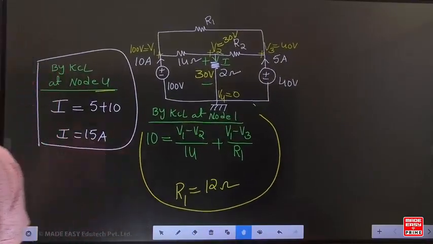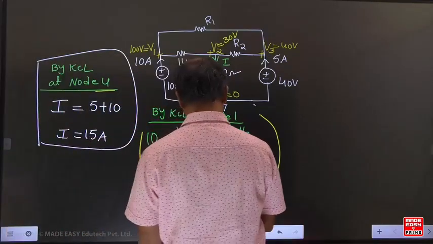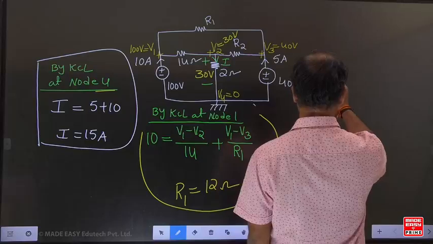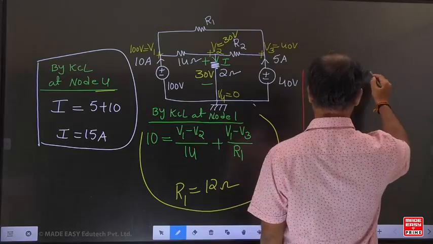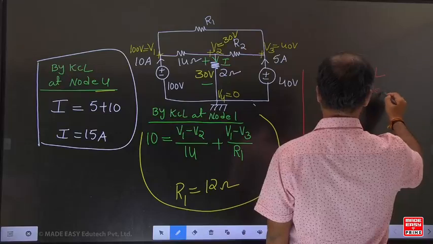Okay, R1 equals 12. R1 is 12, okay, very good. Some students give R2 also, very good, I appreciate. Now write the equation for node 3 by KCL, by KCL at node 3.